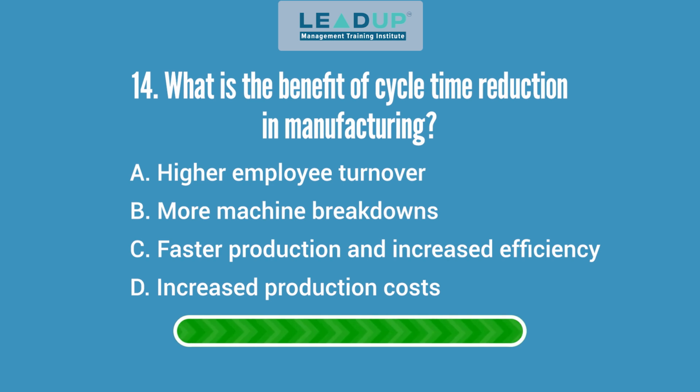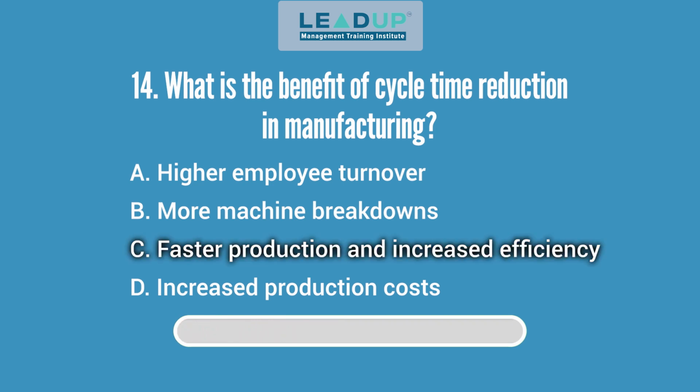Question 14. What is the benefit of cycle time reduction in manufacturing? A. Higher employee turnover. B. More machine breakdowns. C. Faster production and increased efficiency. And D. Increased production costs. The answer is faster production and increased efficiency.